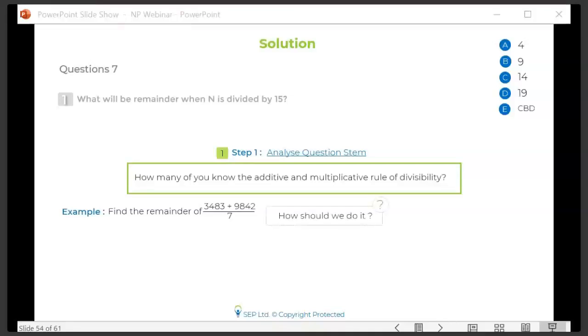How would you do it? You can type your response in the chat box. How will you solve a question? It's a very simple question. There are two numbers and I need to add and divide by 7. So how will you proceed doing it? Will you add both the numbers?